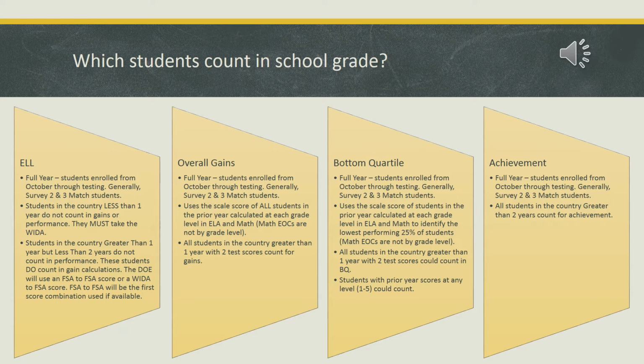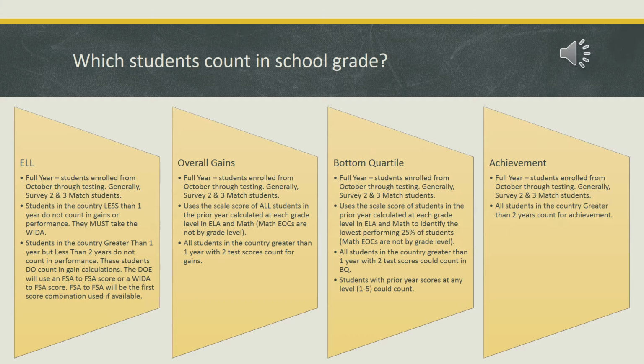Along with the basic categories for earnable points, there are rules for how students count within the model. English language learners, or ELLs, count in the model after they have been in the country for more than 1 year. ELLs who have been in the country for greater than 1 year but less than 2 years only count in gain calculations. This can be from the Access for ELLs assessment by WIDA to FSA ELA, or it could be from FSA to FSA. ELLs who have been in the country greater than 2 years count for gains and achievement in both English language arts and mathematics.